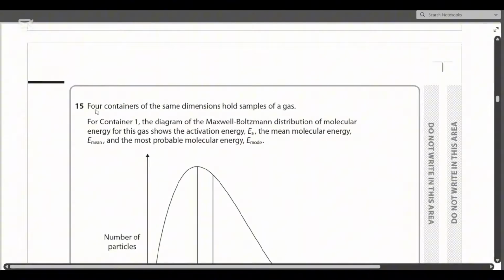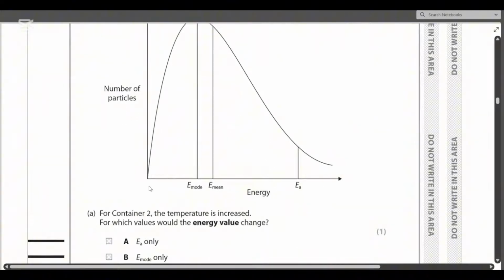Moving on, we have 4 containers with the same dimensions that hold samples of a gas. The diagram of the Maxwell-Boltzmann distribution of the molecular energy for this gas shows the activation energy, the mean molecular energy, and the most probable molecular energy. For container 2, the temperature is increased. For which values would the energy value change?